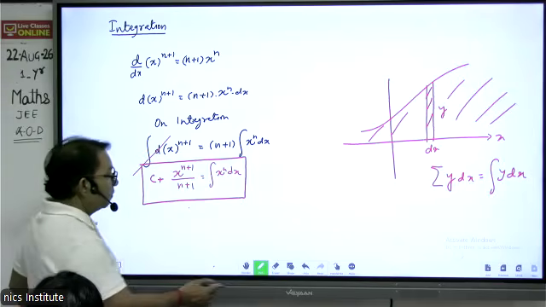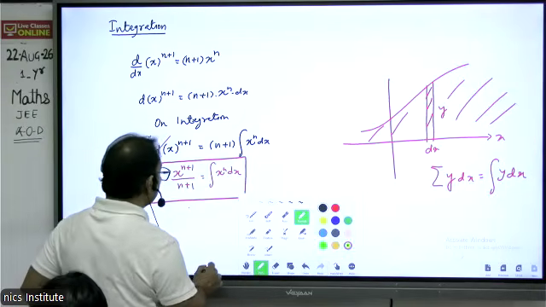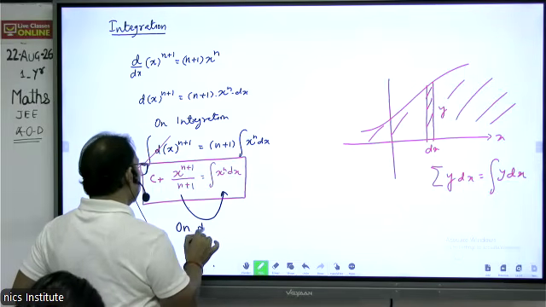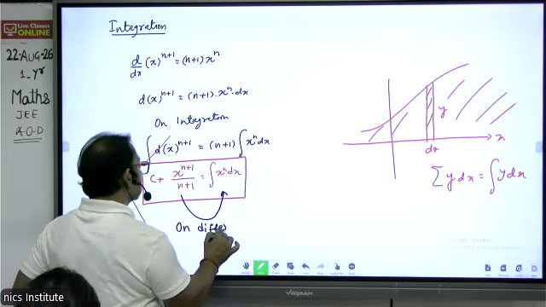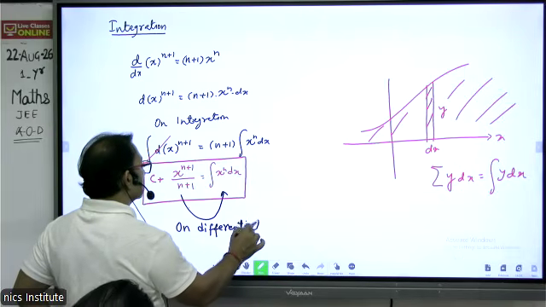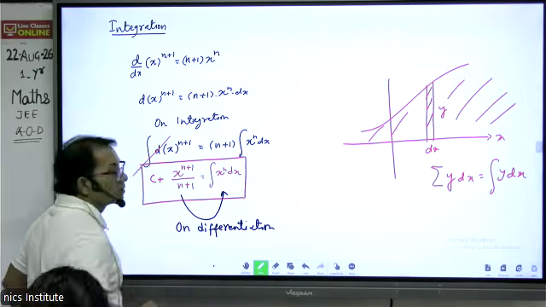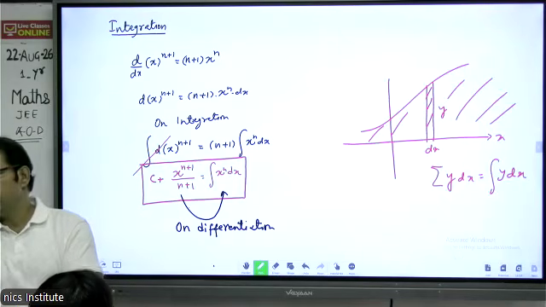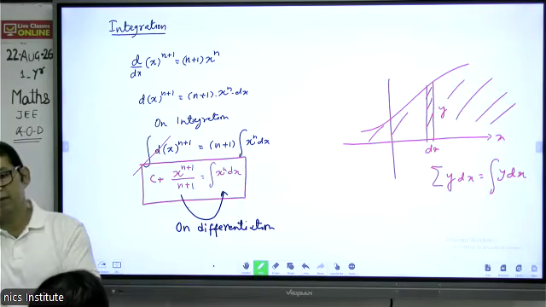If there's the slightest confusion, you're more comfortable with differentiation, so differentiate this. On differentiation, you should get x to the power n. That means your integration is correct.